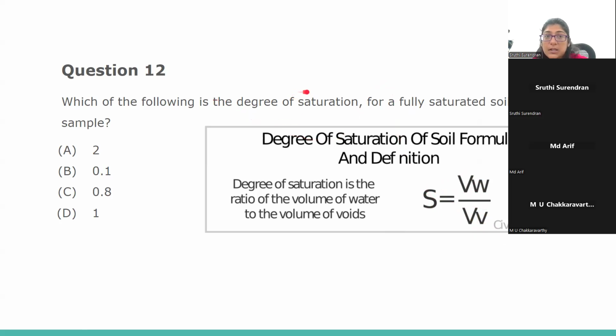Now, what is the degree of saturation going to be for a fully saturated soil sample? Fully saturated means all the pores are filled with water. What is going to be the degree of saturation?